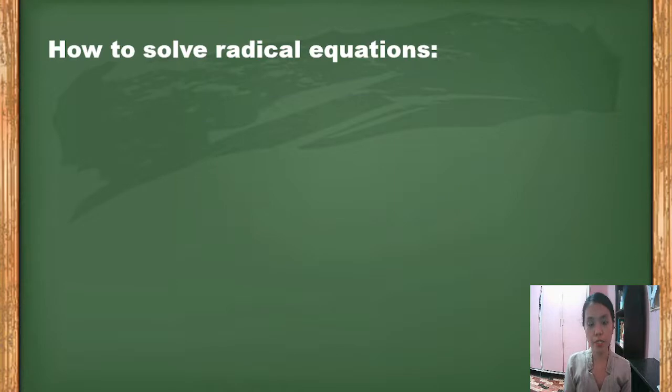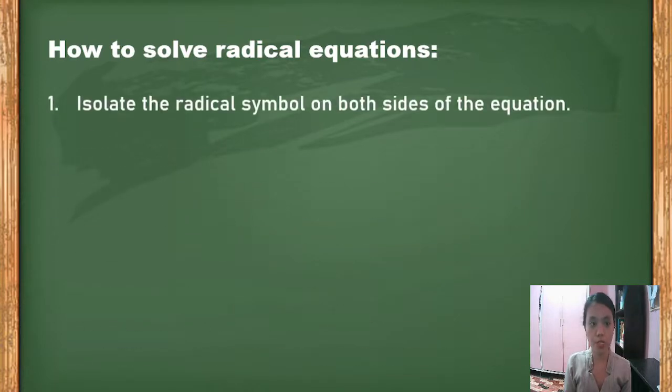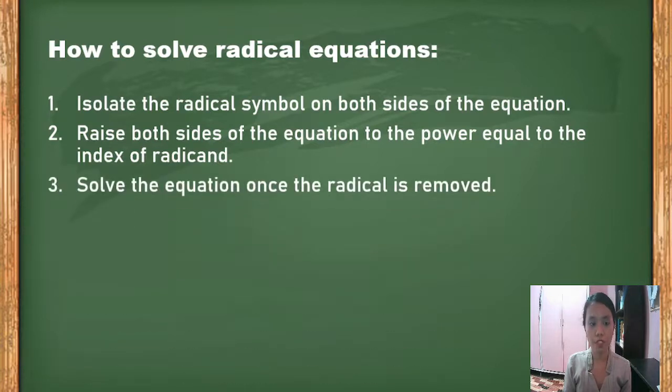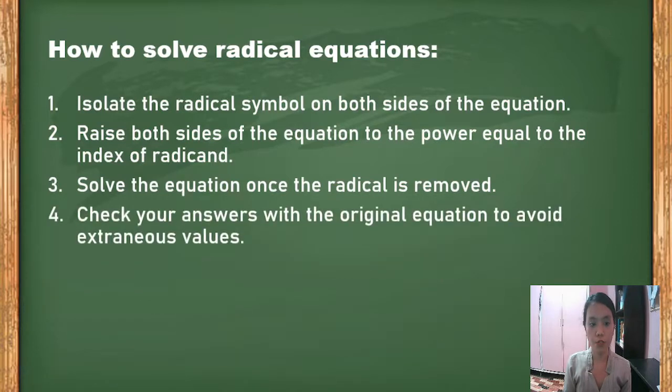So, to solve for radical equations, number 1, isolate the radical symbol on one side of the equation. Number 2, raise both sides of the equation to the power equal to the index of the radicand. Number 3, solve the equation once the radical is removed. Number 4, check your answers with the original equation to avoid extraneous values. So, yung apat na step na yan ay gagamitin na natin sa ating examples.